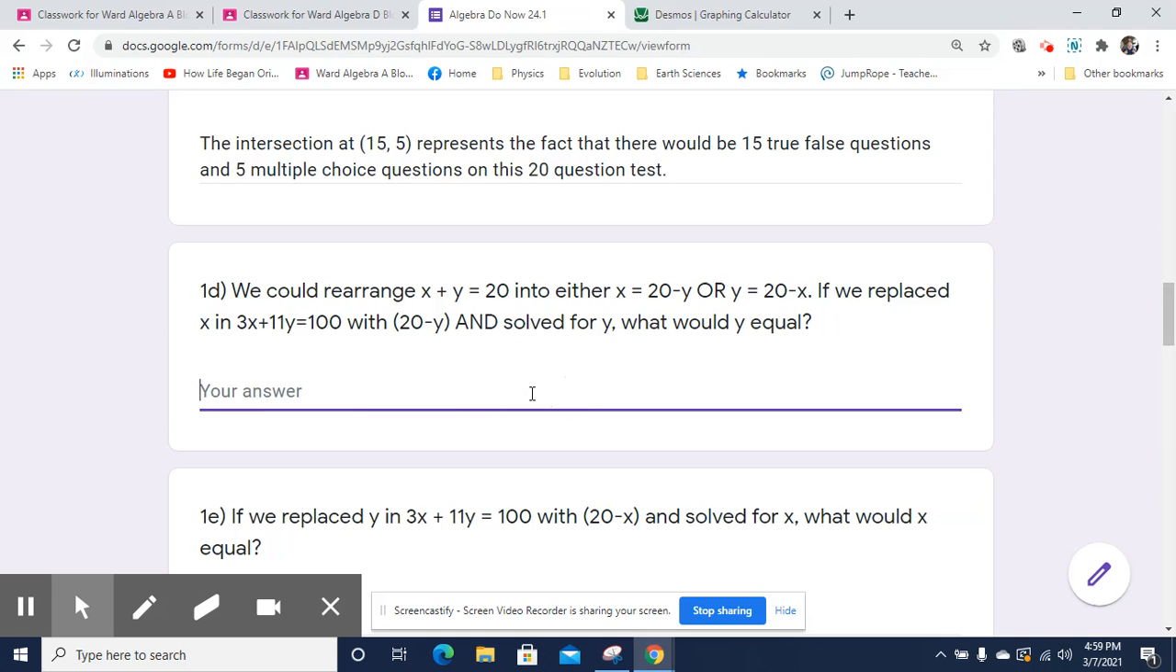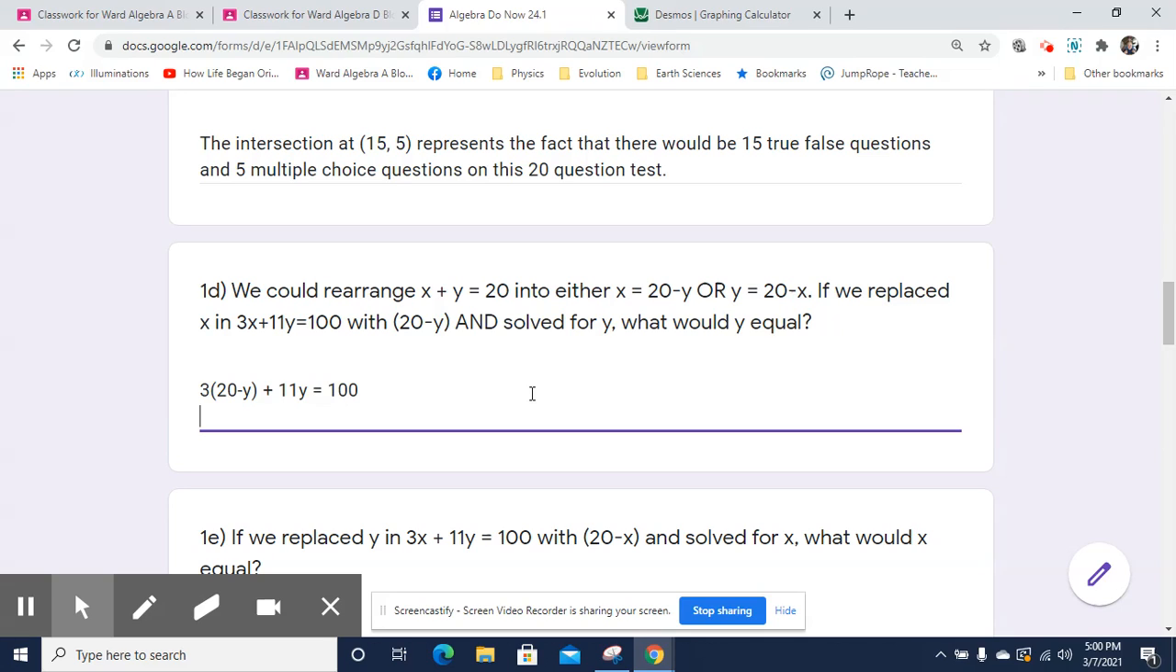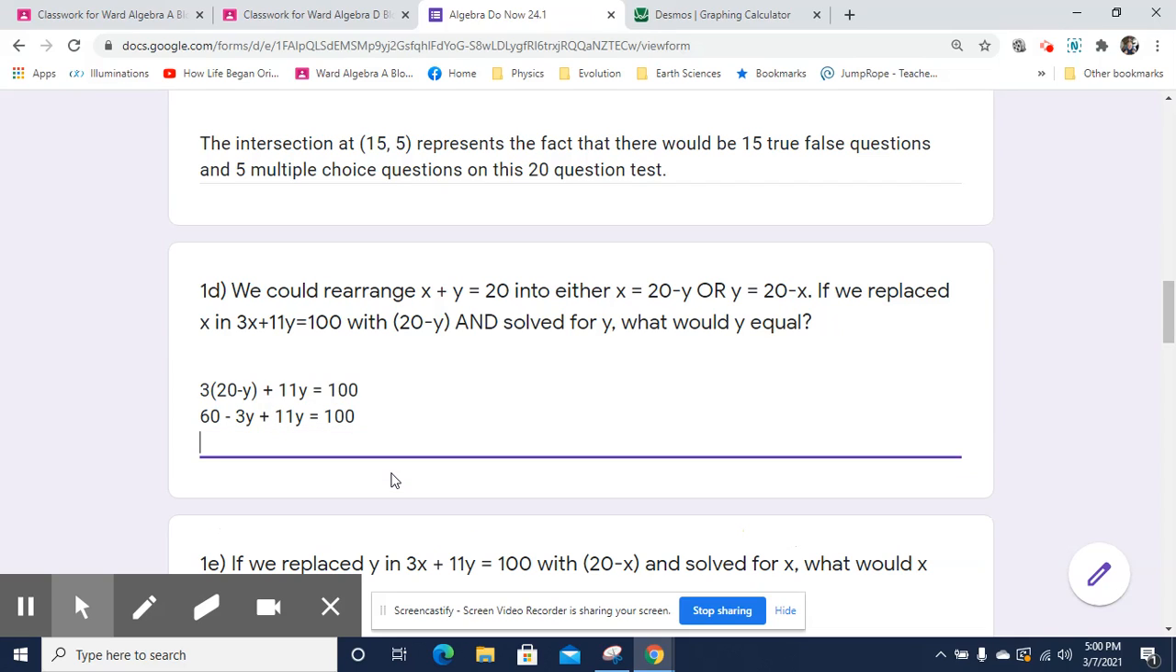And here's what I mean by that. We're going to say 3 times (20 minus y) plus 11y equals 100. So we're just going to use our variable tools to solve for that. First, I'll distribute the 3 here. So 3 times 20 is 60, and that's going to be minus 3y plus 11y equals 100. And then I'll combine like terms. I get 60 plus 8y equals 100.